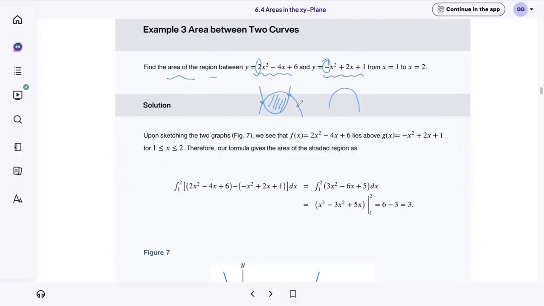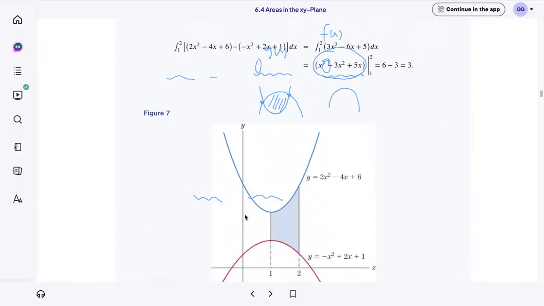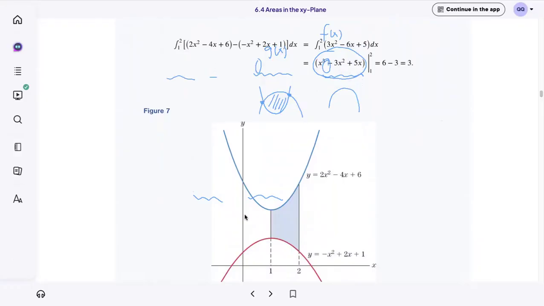And then we see which one is the top. And this one is f of x, right? It's the top one. Because it's a downward curve. And this one is the g of x. So we need to do f minus g. But this is doing g minus f. Let's see if there's a picture here. Oh, those two do not intersect.